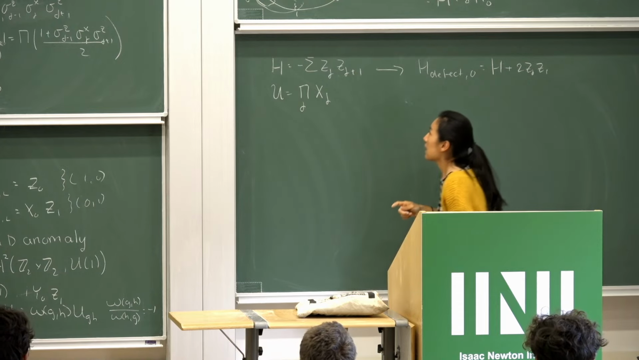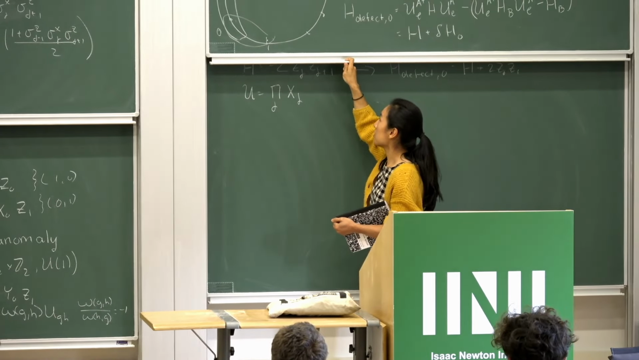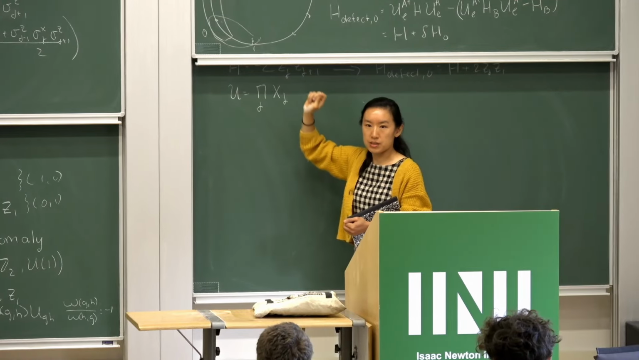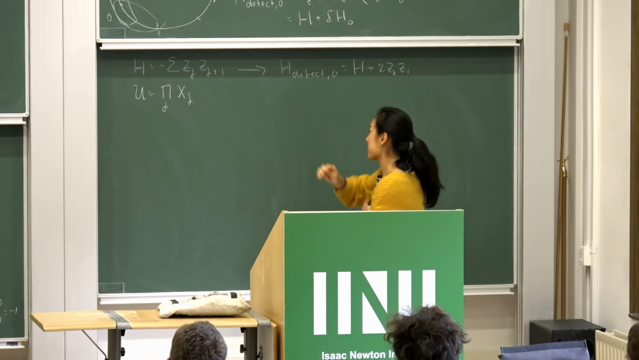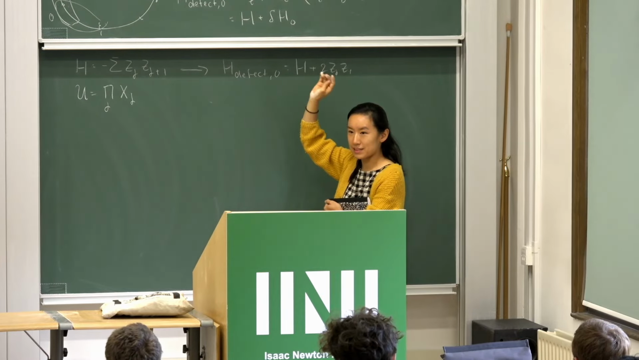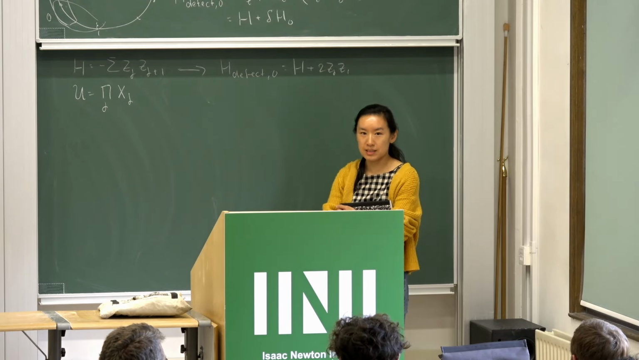And you can also see that as you go around the cycle, you pick up the symmetry action. Okay, so this is a symmetry defect, and this is a concrete way to insert a symmetry defect given a local Hamiltonian and a symmetry action.